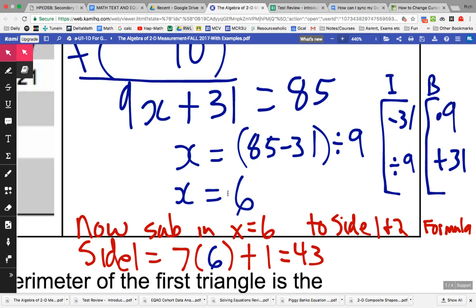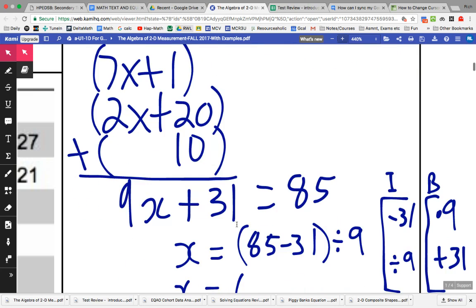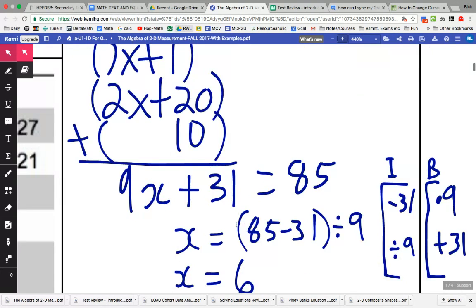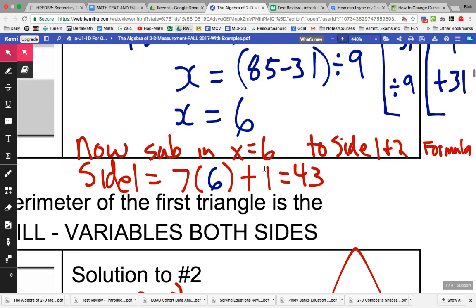Now to get the side lengths, if we go back up, we remember that our sides are 7x plus 1, 2x plus 20, and 10. I'm going to do the 7x plus 1 side. x is now worth 6, so I can substitute 6 into the formula for side 1, which is 7x plus 1. 7 times 6 is 42, and 42 plus 1 is 43. You would do the same thing for the second side to get its side length as well.